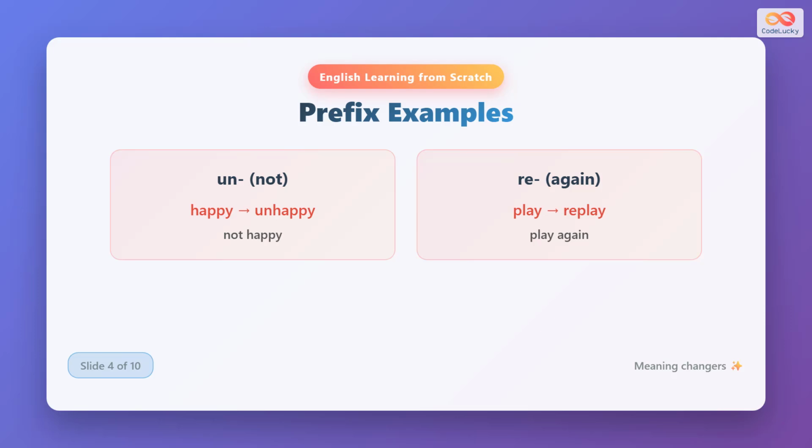The prefix un means not. Happy becomes unhappy, which means not happy. The prefix re means again. Play becomes replay, which means play again.